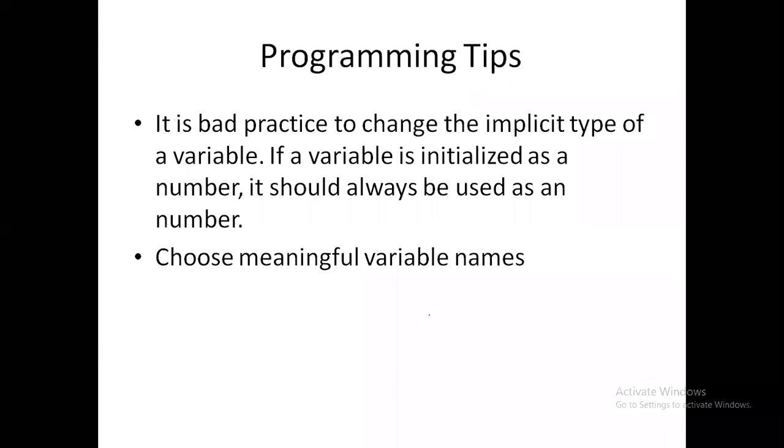Now, what are the tips you have to remember while writing the program? It is a bad practice to change the implicit type of a variable. As I told you, don't go for the implicit data type. You can do it, a is equal to 10, a is equal to a character, a is equal to a boolean value. It is not wrong, but the practice is wrong. If you say a is equal to 10, that means a should be allocated as a number only.